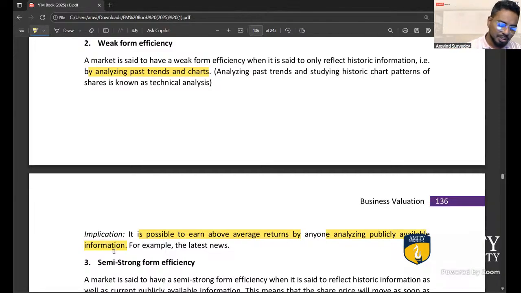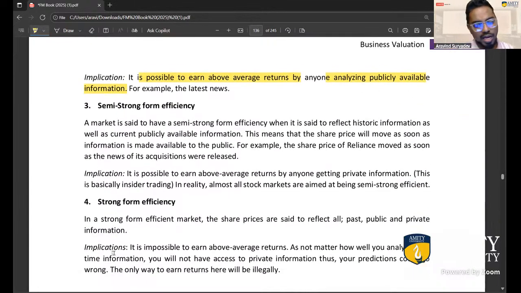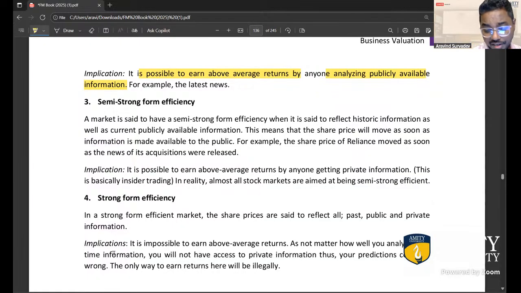So anyway, semi-strong efficiency. A market is said to have semi-strong efficiency when it reflects historic information as well as currently available public information. So you can't really do anything by reading the news there. This means that the share price will move as soon as information is made available to the public. For example, the share price of Reliance moved as soon as the news of its acquisitions was released.